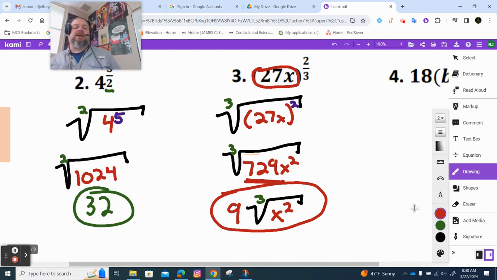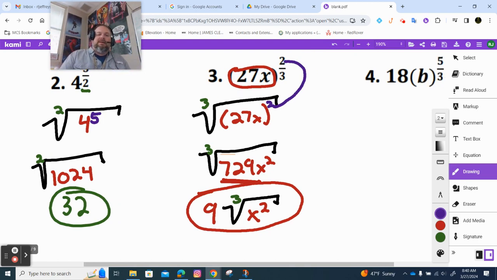You see how, remember, this is the power. That's why we raised everything. I squared, I had 27 to the second power. That's how we got to 729. So we also had to square the x. It wasn't just the 27.